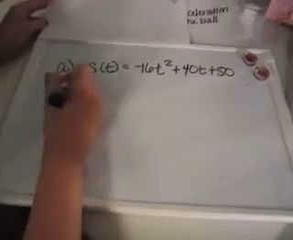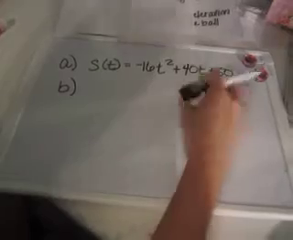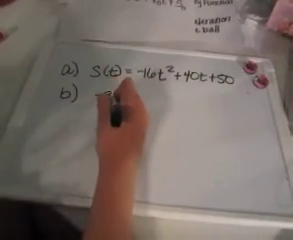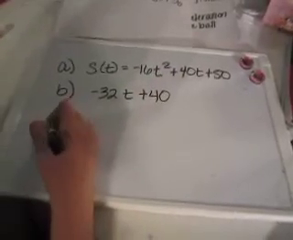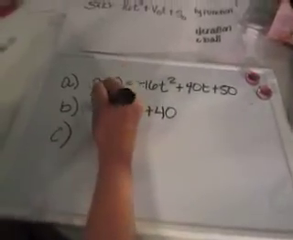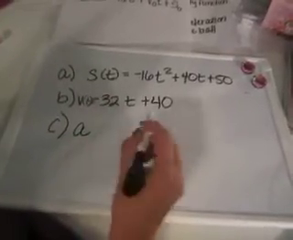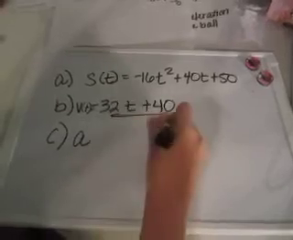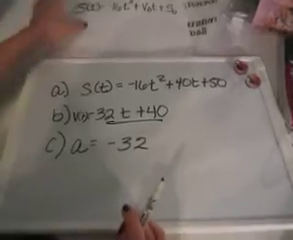Now for step B, we want the velocity function for the ball, which will be the derivative of this function, which will be negative 32t plus 40. Now the third step is finding the acceleration of the ball. The acceleration of the ball will be the derivative of the velocity. So it'll be negative 32. Okay?